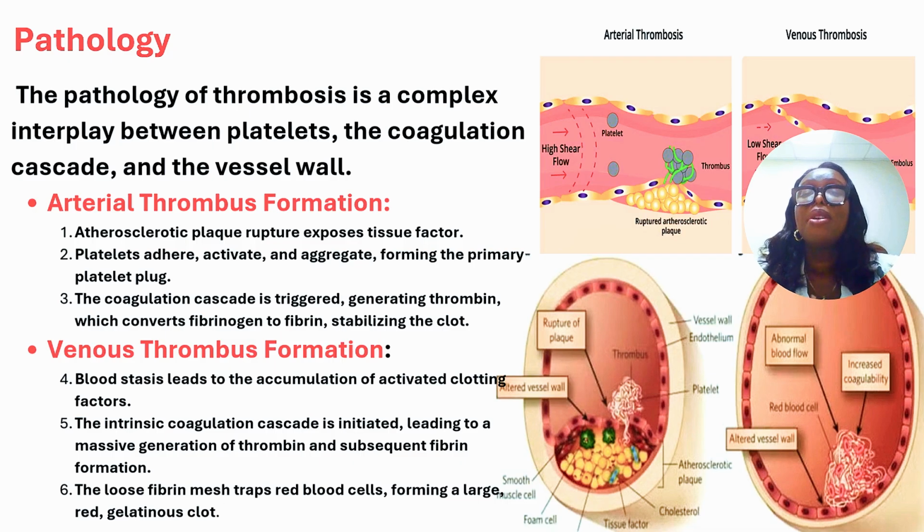Then we have venous thrombus formation. Venous thrombus formation occurs as a result of blood stasis that leads to the accumulation of activated clotting factors.